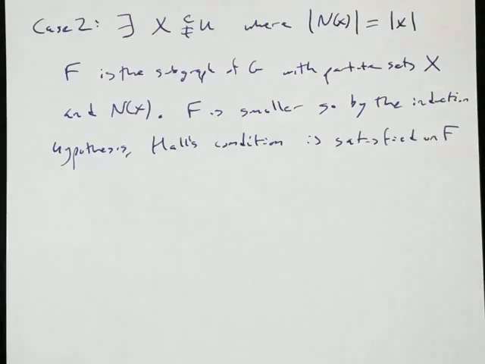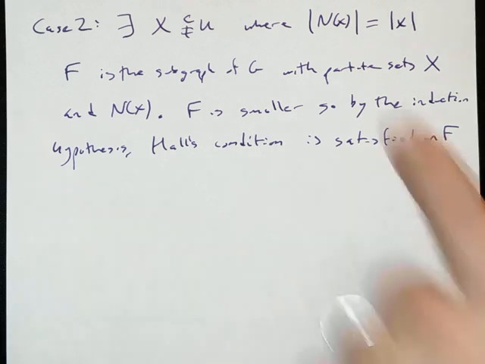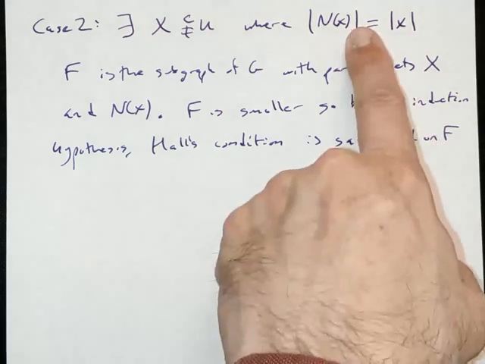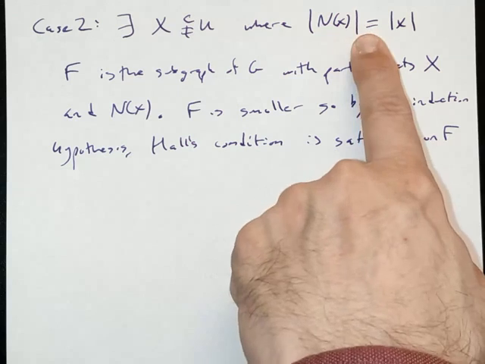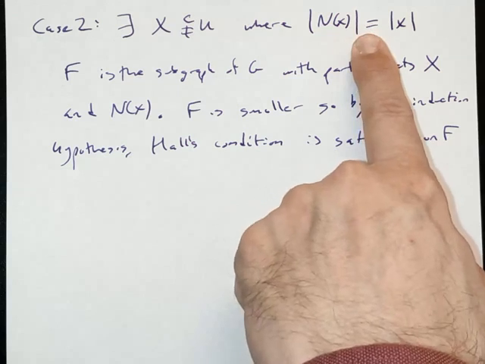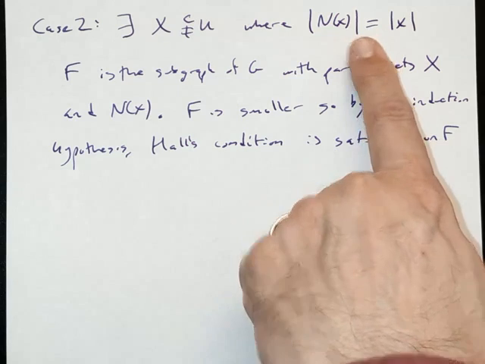Aha! So that means that G contains, in our case, F contains a matching for this set X. Now what's a matching again? It's a one-to-one and onto function. Why is it onto? Because the neighborhood is the same size as X. So if it's a one-to-one function and the two have the same cardinality, it has to be one-to-one and onto.